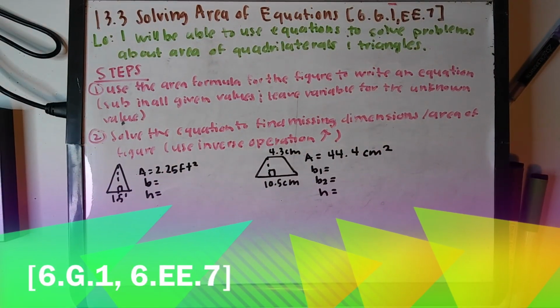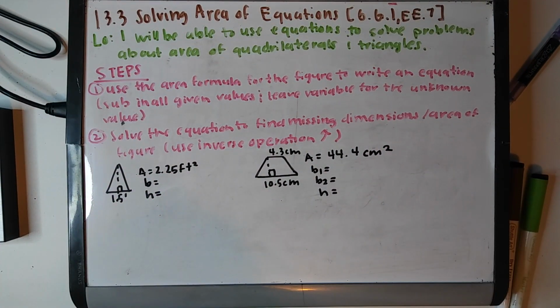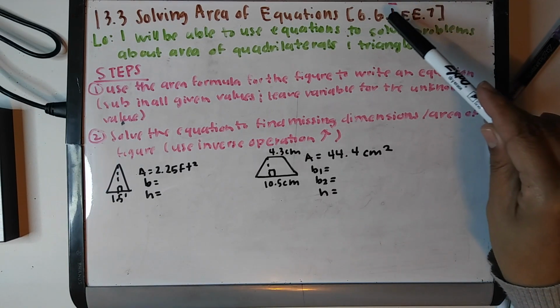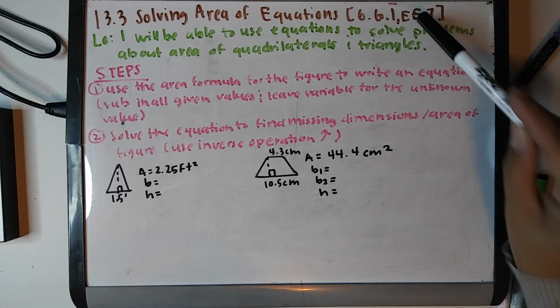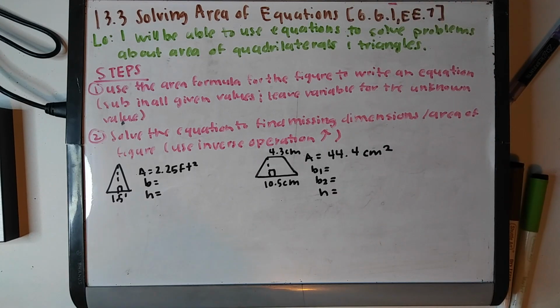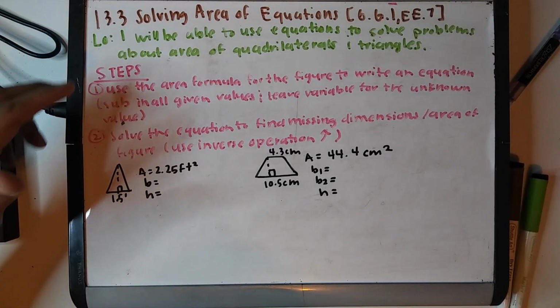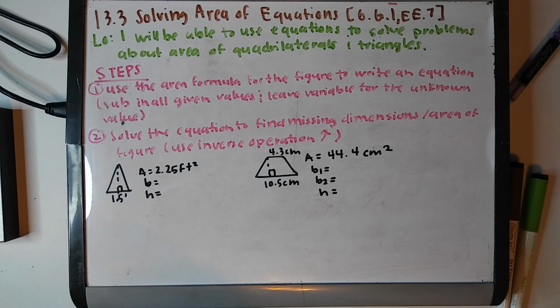Okay, this is 13.3, solving area equations. Same geometric standard, but we're using equations and inequalities because we have to do inverse operation. So your objective is to be able to use equations to solve problems about area, quadrilaterals, and triangles. Again, 80% accuracy with the given practice.